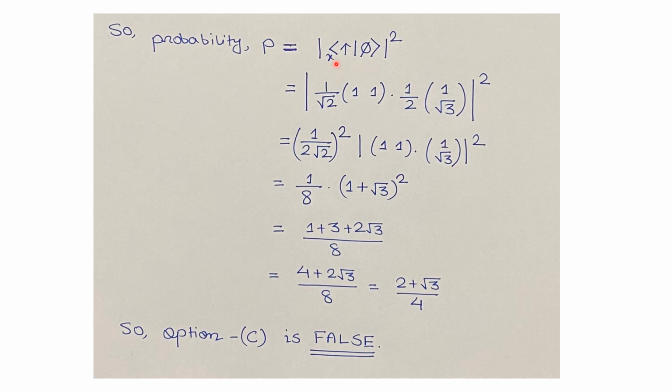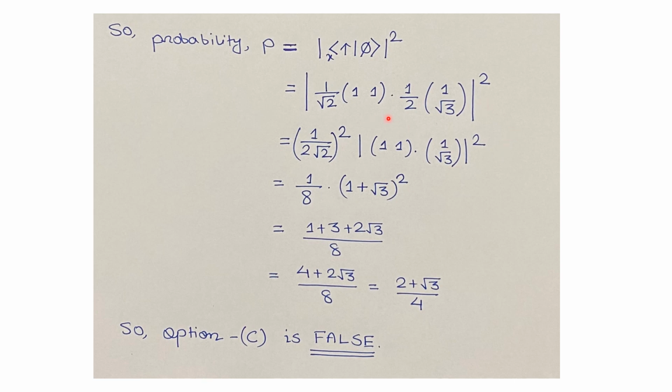So the bra of up spin will give this row matrix, that is 1 by root 2 times the row matrix 1 1, and the phi state will be 1 by 2 times the column matrix 1 root 3, and we have to take mod square of this.